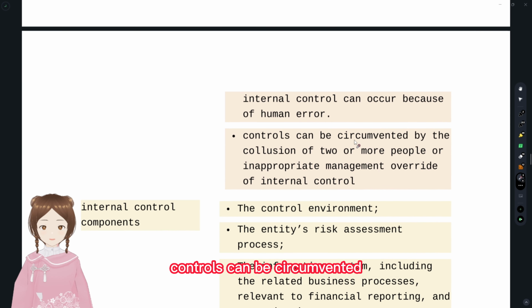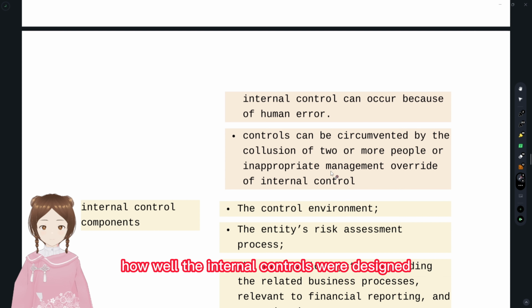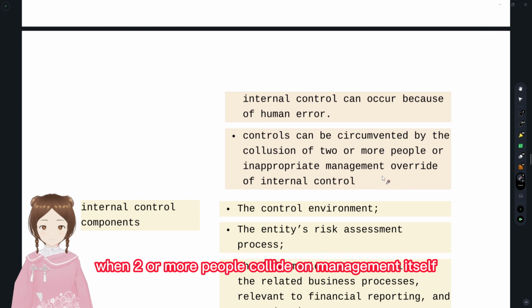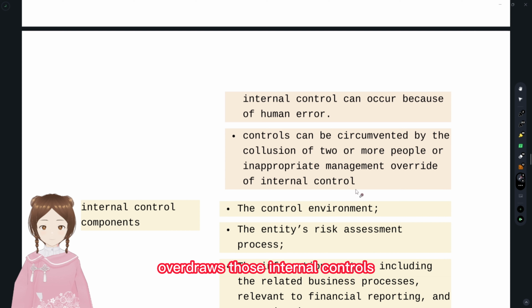Controls can be circumvented by collusion of two or more people or inappropriate management override of internal controls. However well the internal controls were designed, when two or more people collude or management itself overrides those internal controls, there might be a breakdown of the internal control so that it does not operate effectively. That's with regards to internal controls in SA 315.